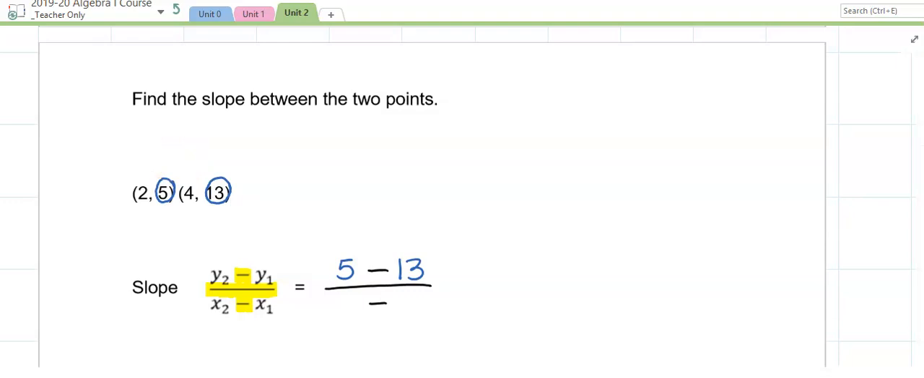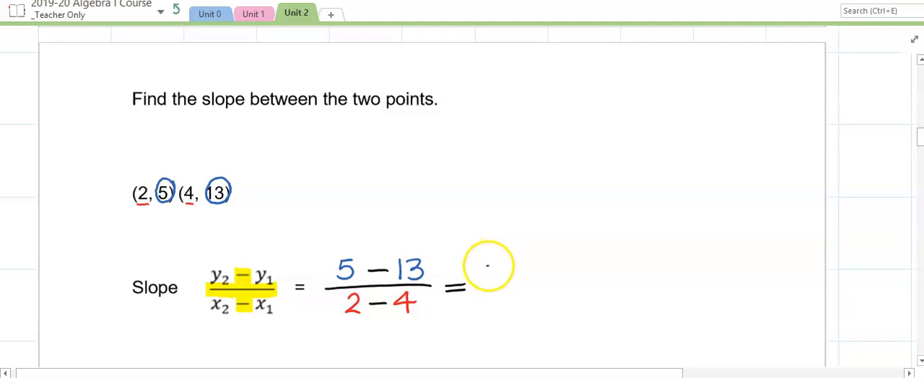Then on the bottom, I'm going to place my x values. Remember, this one was on the left and the right, so I'm going to do the same with my x values. Left, right, 2, 4. All that's left is to compute. 5 take away 13 is negative 8. 2 take away 4 is negative 2. That gives me a positive 4 for my slope. That's the answer.